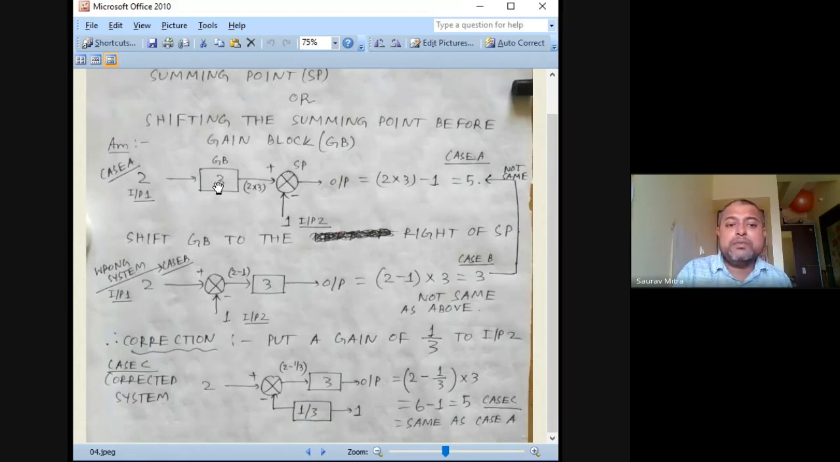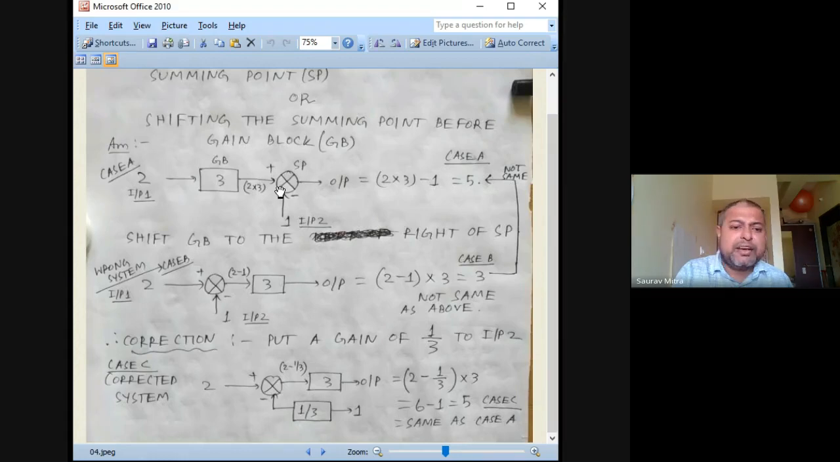So if this gain block was equal to 5, then this would have been 1 by 5. Okay, so whatever gain block you are shifting after the summing point, 1 upon that gain should be connected in the input number 2. So this is the rule, and if you are doing that, let's see what happens.